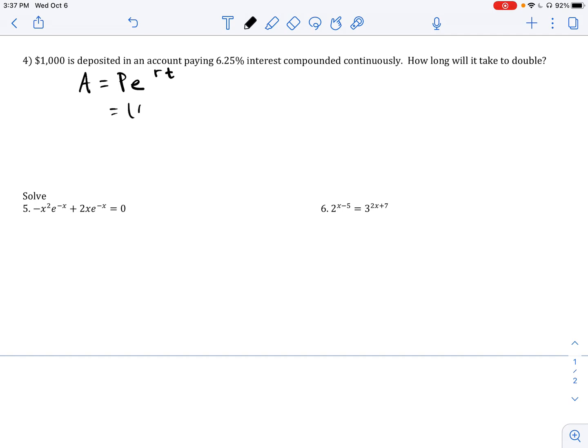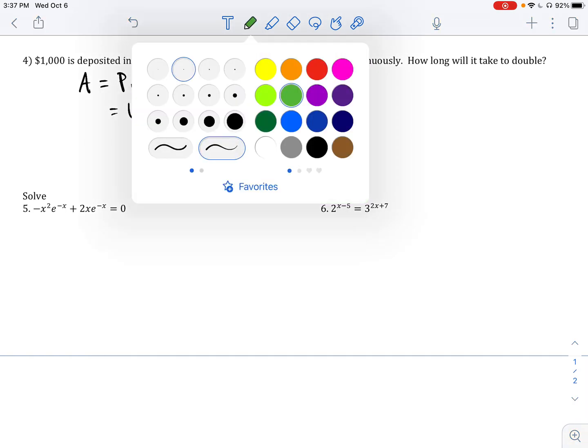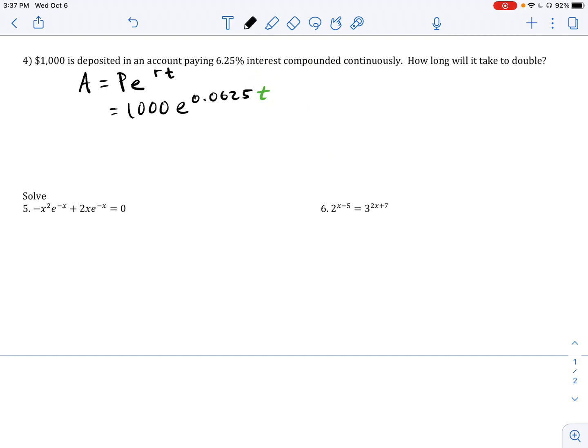Well, we start out with $1,000. Our rate is 0.0625 written in decimal form. And we're going to be solving for t. That's what we're trying to find. We want to see how long it's going to take. What will t be in order for our final amount to be twice as much as what it was, which is 2,000? But if we look at this carefully, if I divide both sides by 1,000, it actually doesn't matter what our principal value is.